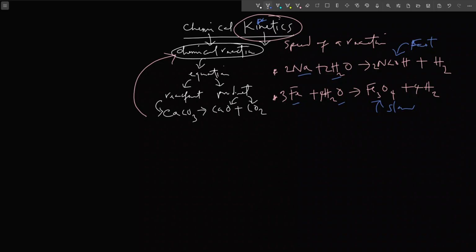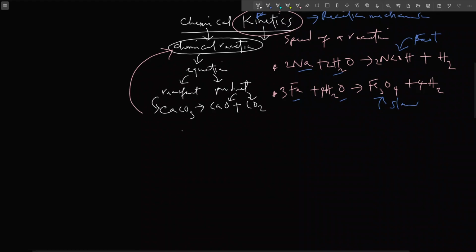So when you talk about chemical kinetics, we talk about the speed of a reaction. Now apart from talking about speed, kinetics talks about something else. It talks about the reaction mechanism, which means how a reaction occurs. Don't worry, in videos to come, I'm going to talk about reaction mechanism. So for now, let us deal with speed of a reaction. So let's talk about reaction speed, or let's call it rate of reaction.